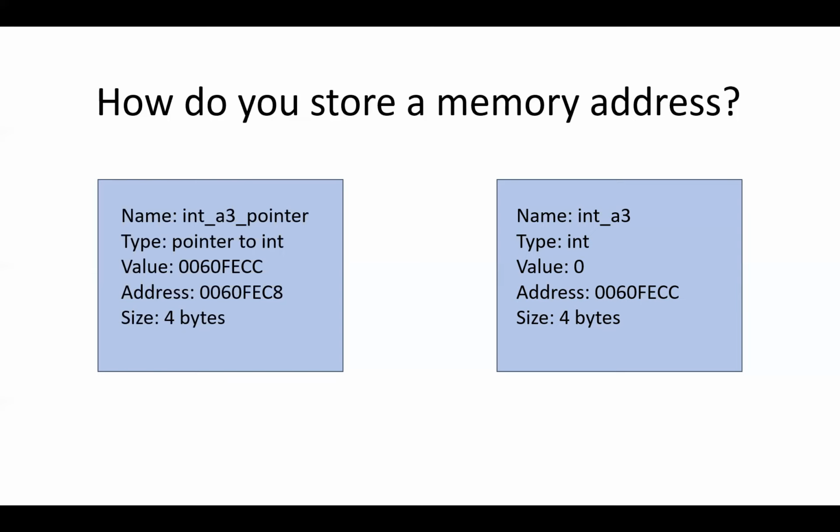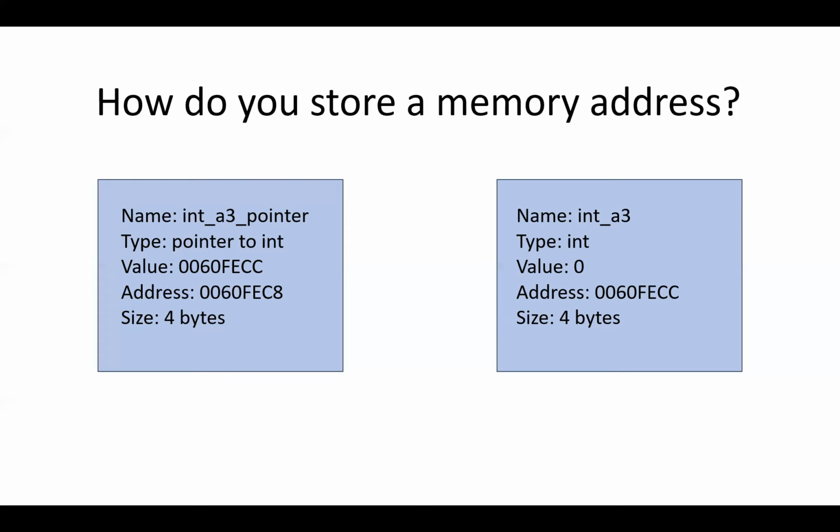Now, note here that it has a value that also looks like a hexadecimal value or an address in memory, but it itself has an address, okay? And the address or the location of int_a3_pointer is the FEC8, or the second address that you see. And also, just by coincidence, the size of an integer pointer is in fact 4 bytes.